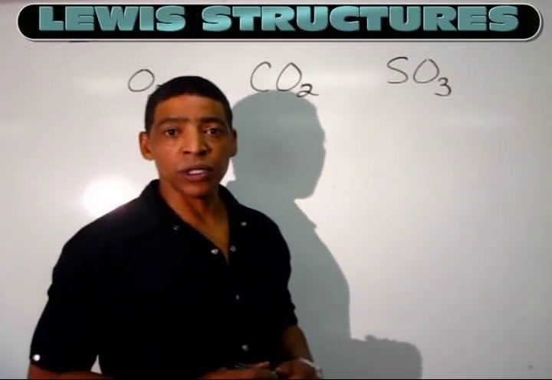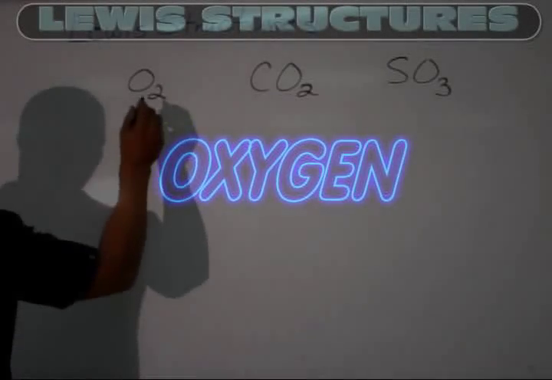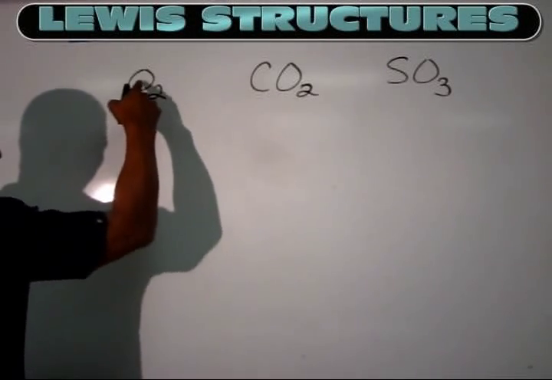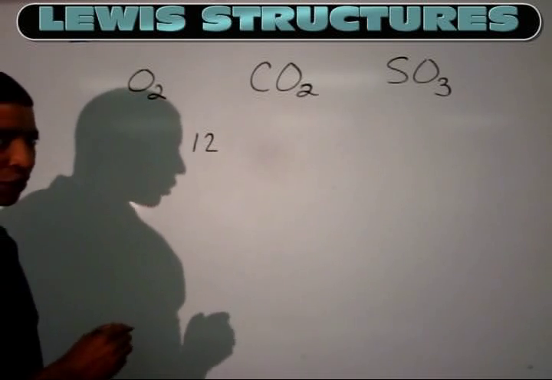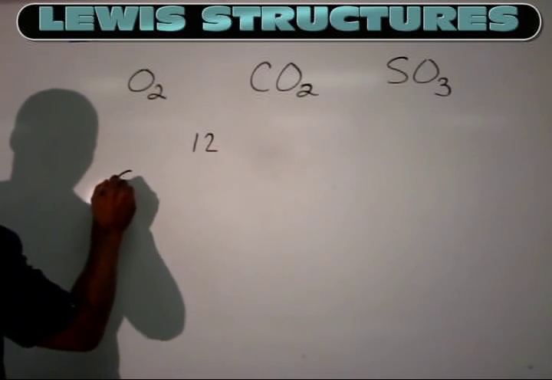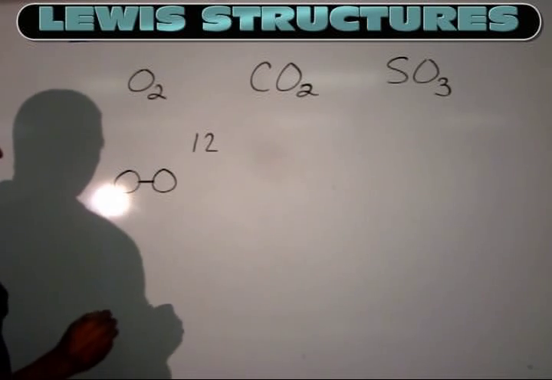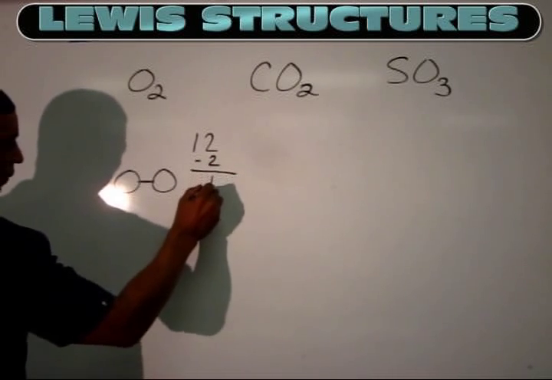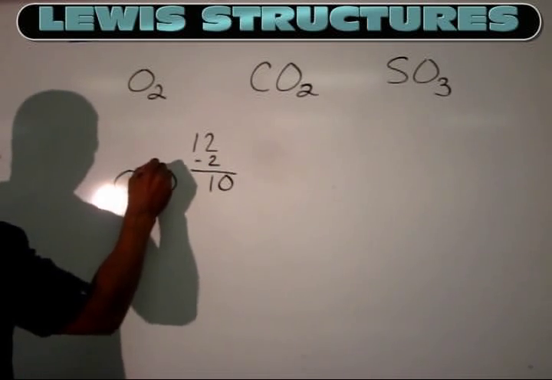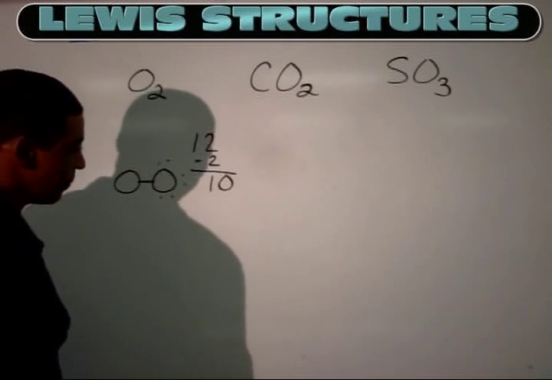Sometimes a molecule will contain double bonds. In the case of oxygen, where each oxygen contributes six electrons for a total of 12, the Lewis structure is written as follows, where two O's are connected via a covalent bond, which consumes two electrons, leaving a total of 10, which are now used to satisfy the atoms one at a time.